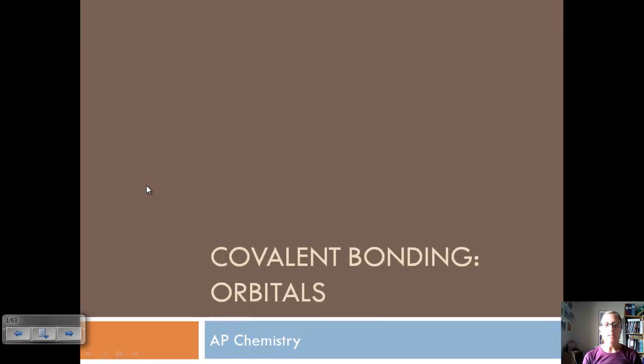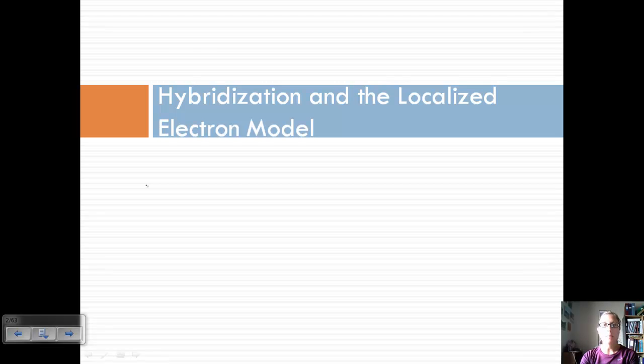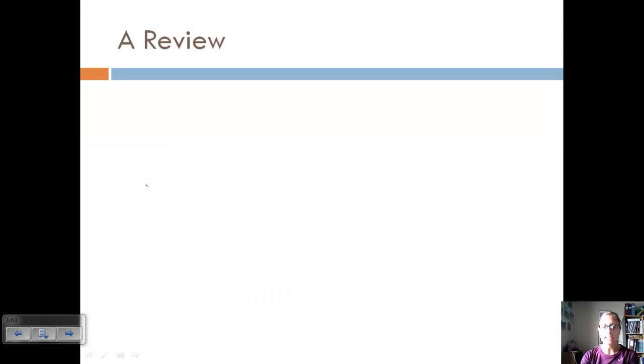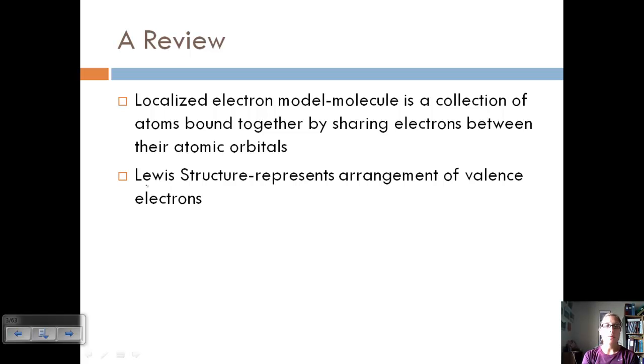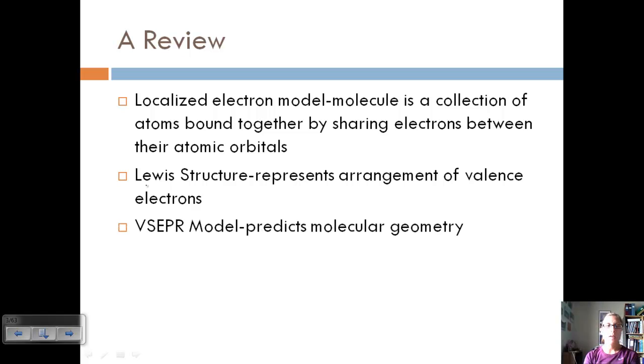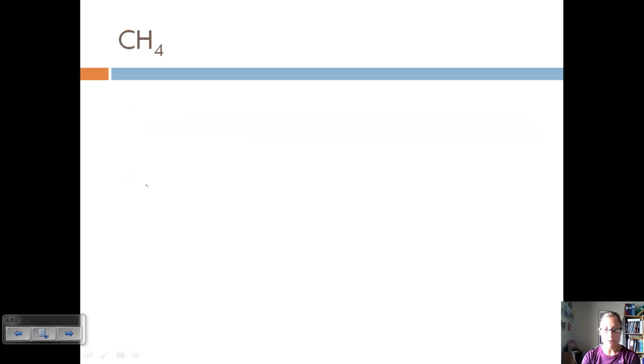So today we're going to start discussing the unit on covalent bonding, and today we're going to look at hybridization and the localized electron model. The localized electron model, we've talked about this before, says a molecule is a collection of atoms bound together by sharing electrons between their orbitals. And if you remember, we were drawing Lewis structures. These represent the arrangement of those valence electrons. Then we use the VSEPR model, which predicts the molecular geometry.